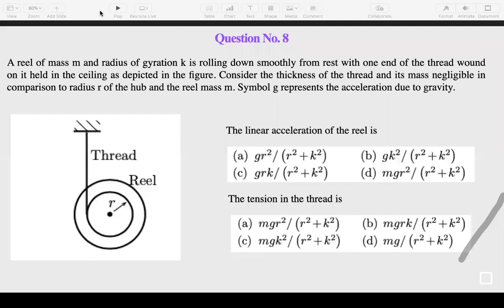So obviously this question is simple, but we are required to think about how to solve this problem. I will give a hint to solve it. Here, linear motion is present.